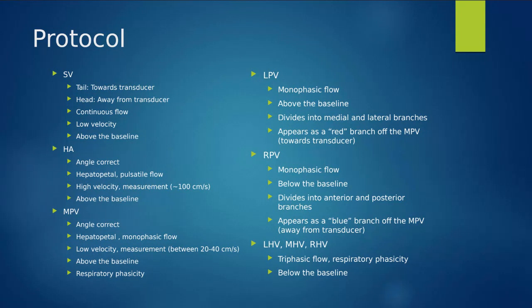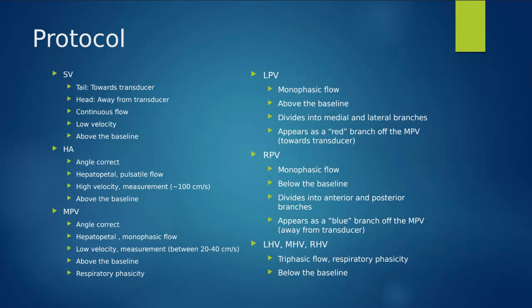Typically, a normal, healthy hepatic artery is going to display hepatopedal flow, which means flow into the liver: hepato, liver, pedal, into. And then it's also going to be pulsatile, as we said. Arteries are typically going to be high velocity, so we're going to be getting a peak systolic velocity measurement of about 100 centimeters per second. When we're Dopplering that artery, we want to make sure that our scale is set pretty high. This is also going to appear above the baseline. This has a positive Doppler shift.